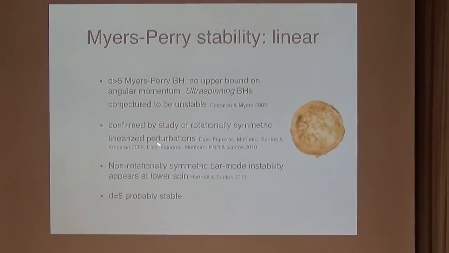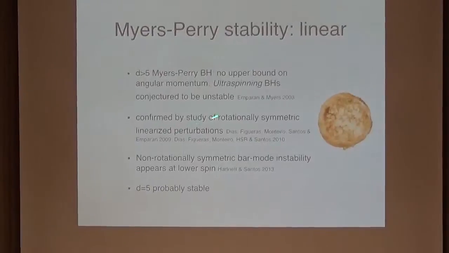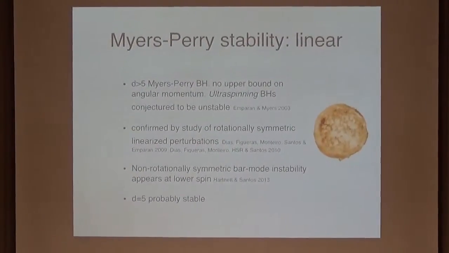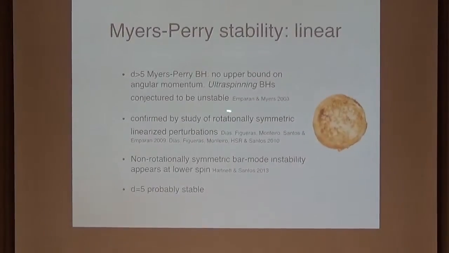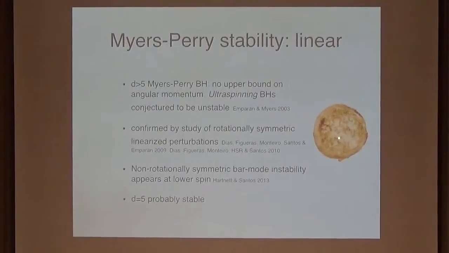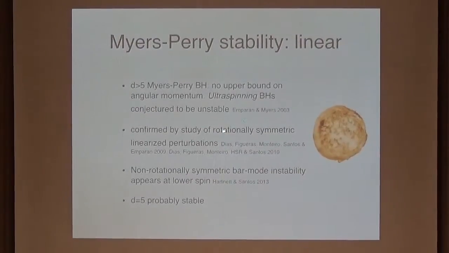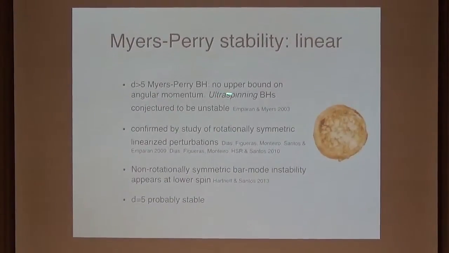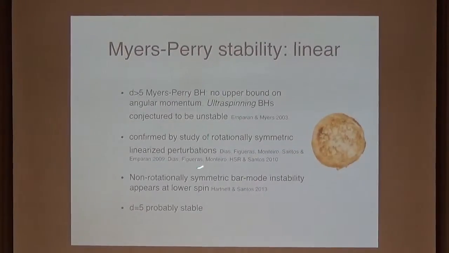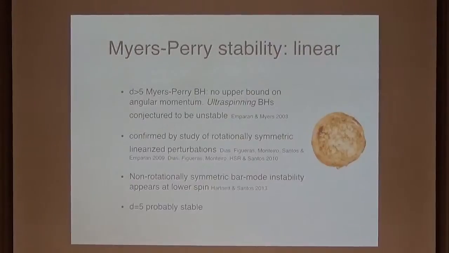So it took a while for this to be confirmed, but now linear perturbations of Myers-Perry solutions have been considered. It turns out to be much easier to study linear perturbations which preserve the rotational symmetry of the solution. But this instability was expected to be present in that sector, and indeed it is. So it's been confirmed that indeed if you have a Myers-Perry black hole in 6 or more dimensions that's rotating fast enough, it will have a linear instability.